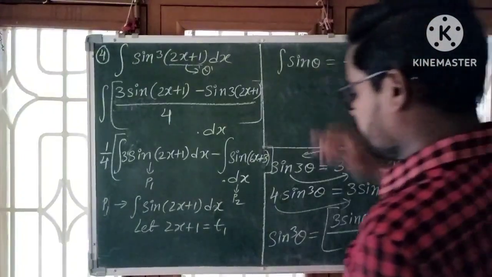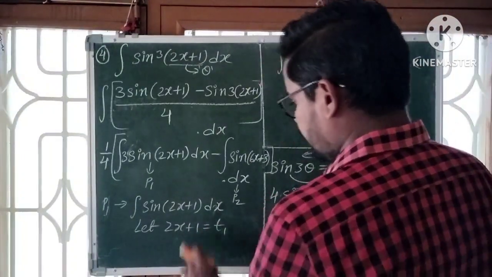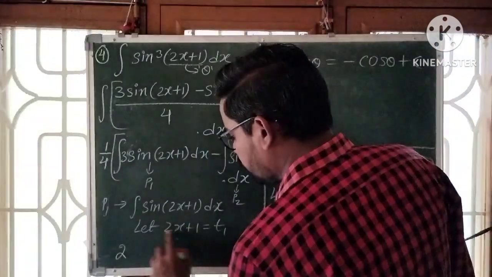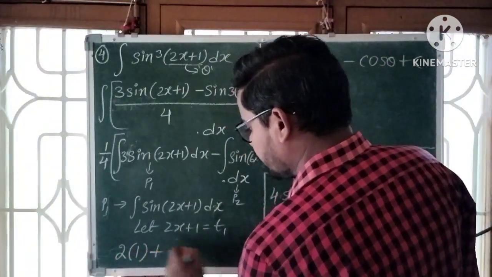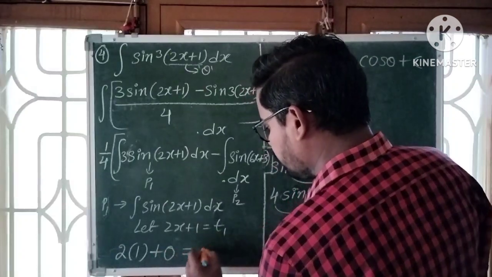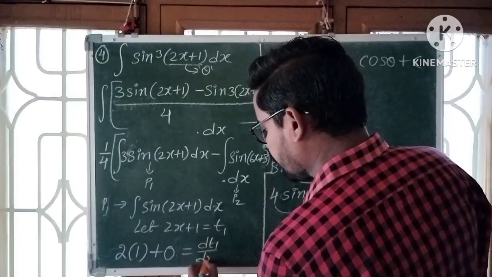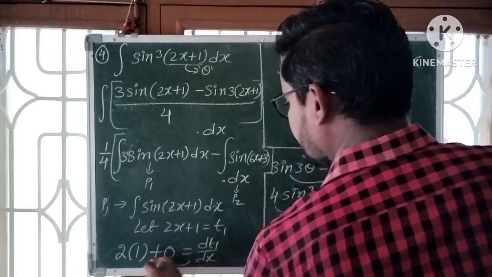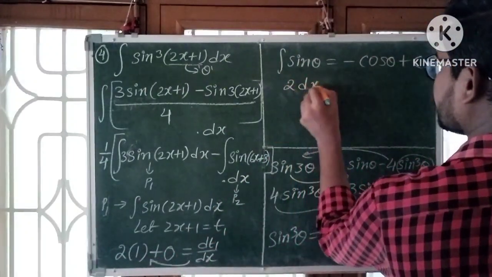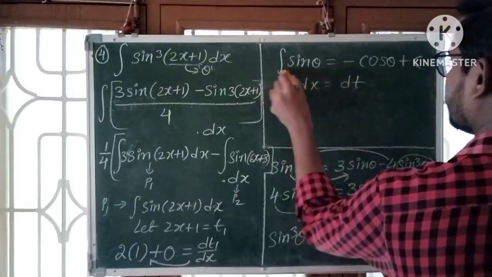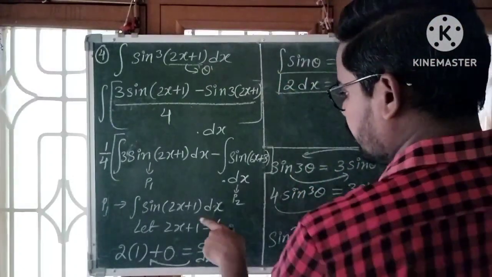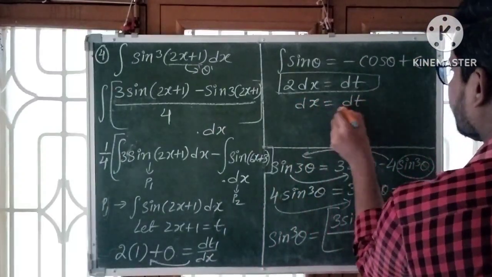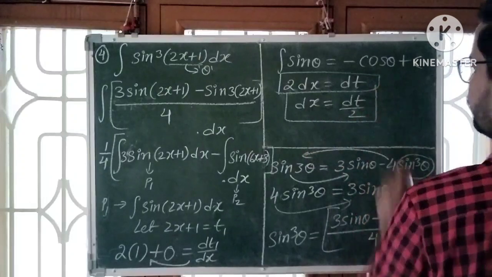So let 2x plus 1 equal t1. Now differentiate both sides with respect to x. So 2 into the derivative of x, which is 1, plus the derivative of the constant, 0, equals dt1 by dx. Now 2 into 1, 2, equals dt1 by dx. You will get 2 dx equals dt. Now dx is equal to dt by 2.